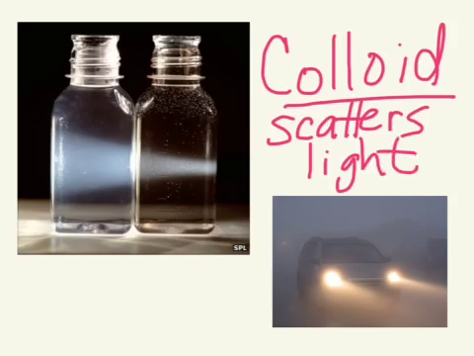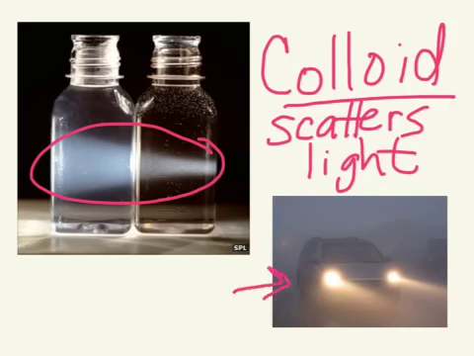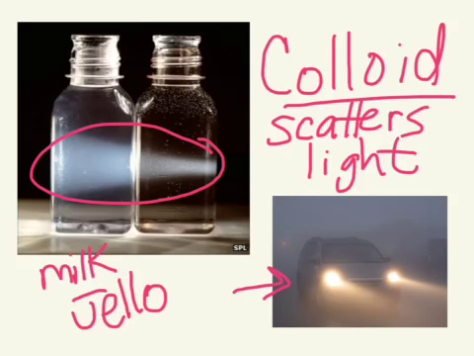And so it makes things look foggy. And if you actually shine light through a colloid, you can see the beam of light. So you see here shining a light through these liquids, you can actually see the beam of light. This is what makes your headlights shine in the fog, because fog is a colloid. Another example of a colloid is milk and Jell-O. They are considered homogeneous, but they're a special kind of mixture in that the particles are a little bit larger and, like I said, they scatter light.